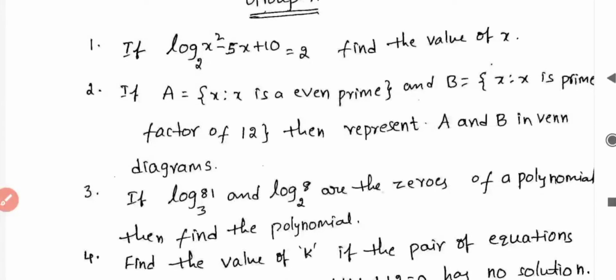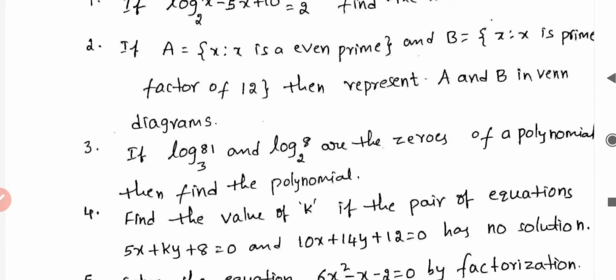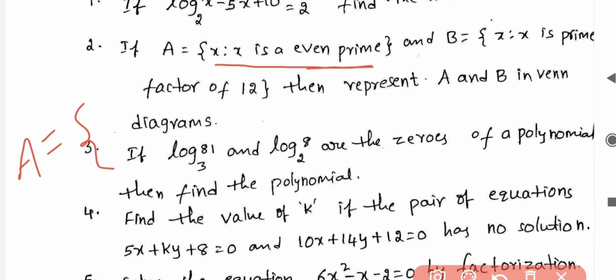Second one, if A equals {x such that x is an even prime} and B equals {x such that x is a prime factor of 12}, then represent A and B in Venn diagrams. So first A set, A equals {x such that x is an even prime}. Even prime means only you have 2. 2 is an even prime, and B equals {x such that x is a prime factor of 12}. Prime factor of 12 means 2 and 3.